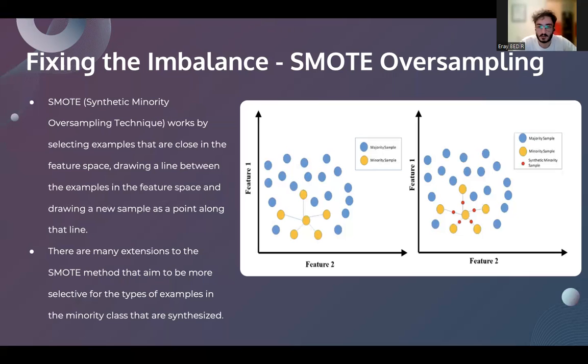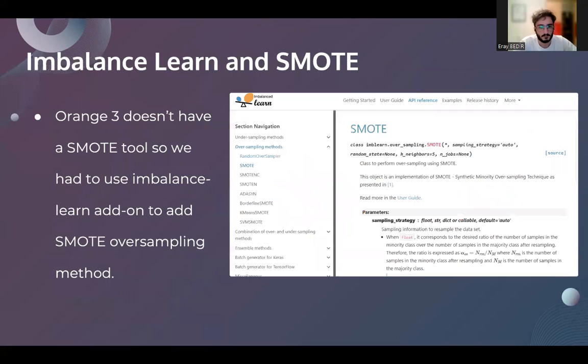There are many extensions to the SMOTE method, with which you can decide how it will balance the data, or whether it will affect the majority samples or not. Next slide, please. Orange doesn't have a SMOTE tool, so we had to use the imbalanced-learn add-on to add the SMOTE oversampling method. You can do it in Options, Add-ons in Orange, and after that you can use a Python script to execute the SMOTE method. Next slide.